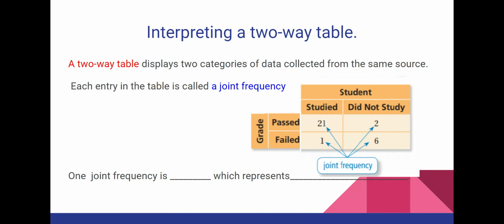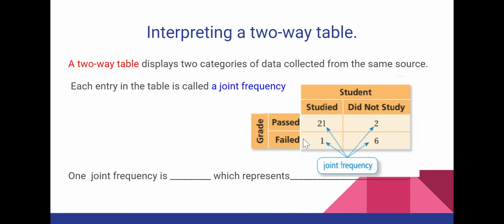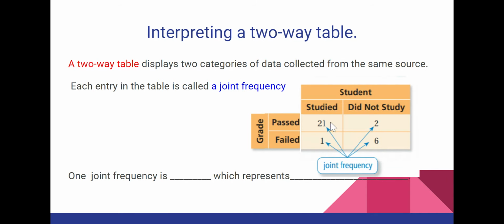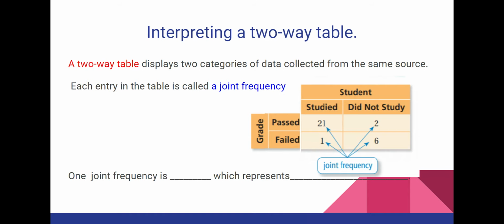A two-way table displays two categories of data collected from the same source. As you can see, the columns talk about the students who studied or did not study, and the rows talk about the grades, whether they passed or failed. Those numbers inside the table are joint frequencies because they join both categories: studied and passed, studied and failed, did not study and passed, did not study and failed. One joint frequency is 1, which represents the number of students who studied and failed. Now it's your turn.